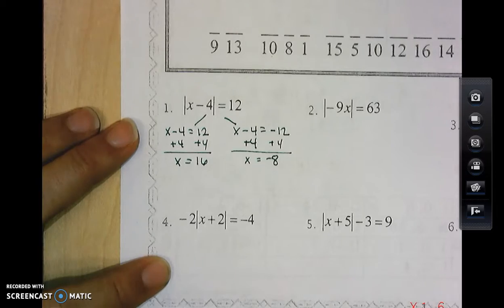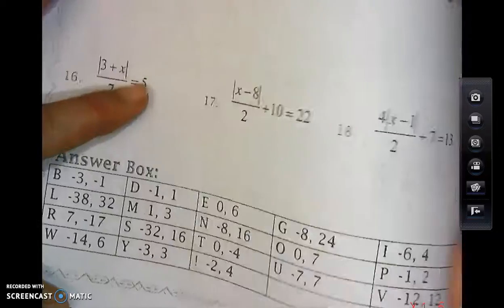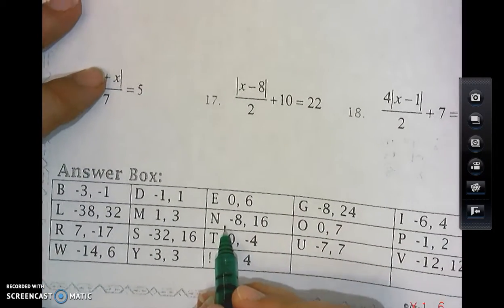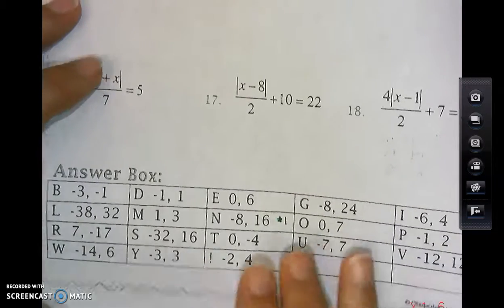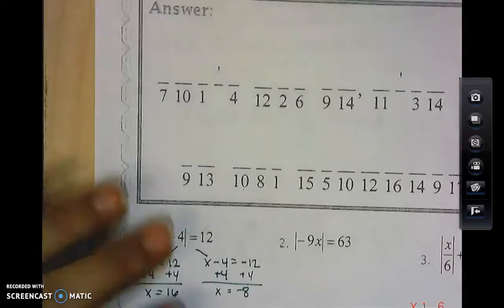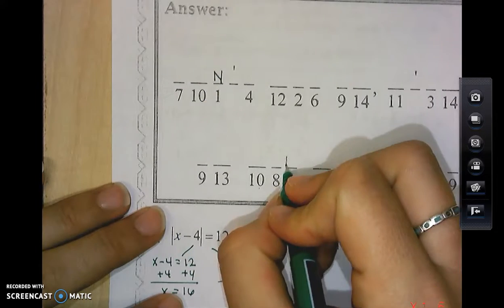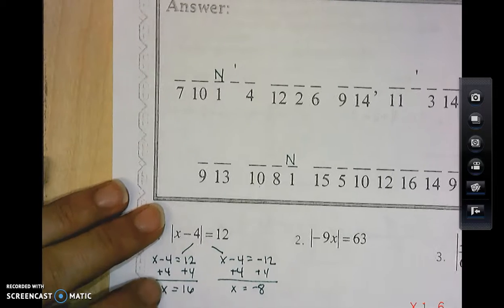So I'm going to go back here, and I want to find 16 and negative 8. Right here is the letter n. So this went with number 1. So number 1 is n. I'm going to go back here, find all the number 1s, and put the letter n there. So n, I think that's it. Okay, so that's what you're doing.